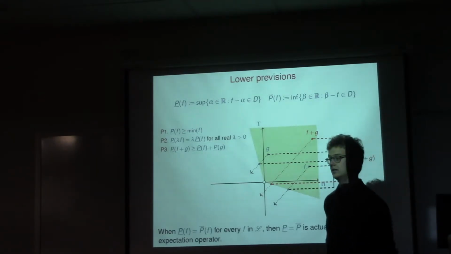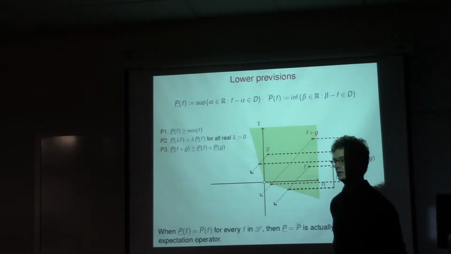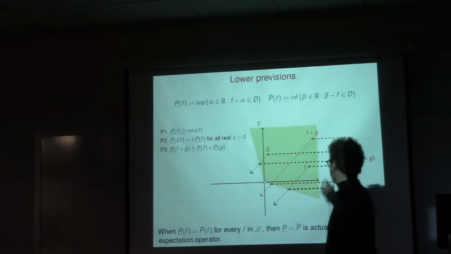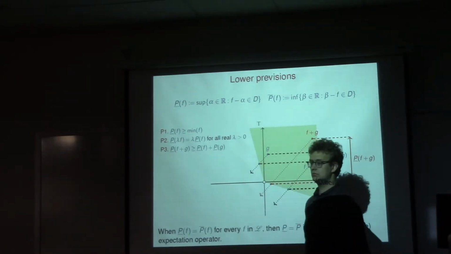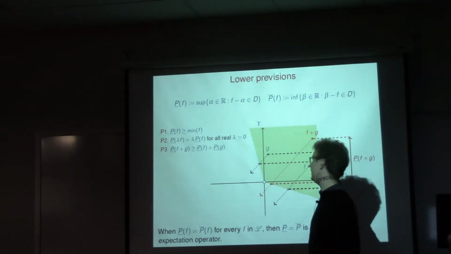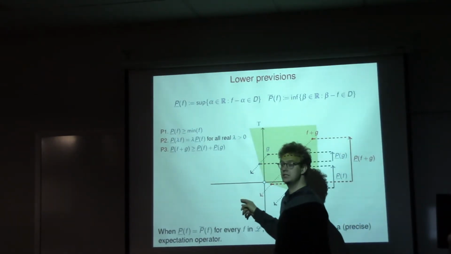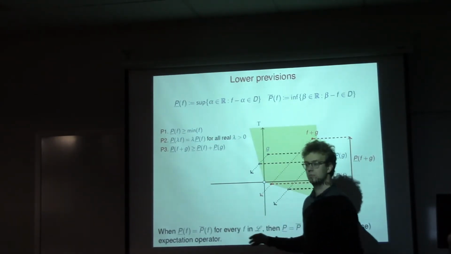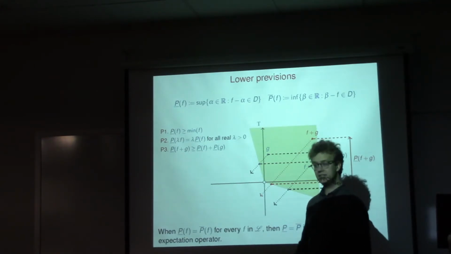Yes? So f could sometimes be negative, right? Yes, f can be negative everywhere. So can the lower prevision be negative? Yeah, sure, of course. The lower prevision, for instance, of -1 will be exactly -1, whatever your model is. The lower prevision of a constant is equal to that constant.